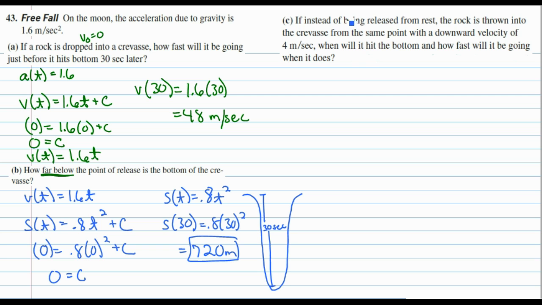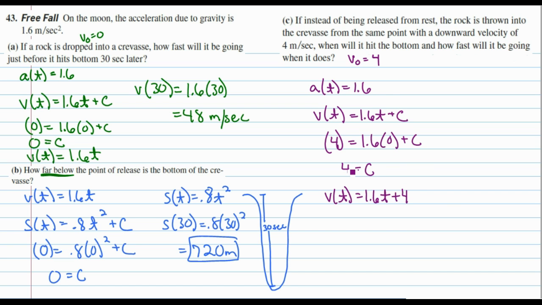Now part C says if instead of being released from rest, the rock is thrown into the crevice from the same point with a downward velocity of 4 meters per second, when will it hit the bottom and how fast will it be going when it does? So now we need to restart all of this process, and the initial velocity this time is going to be 4. So the acceleration is still going to be 1.6. The velocity then is going to be 1.6t plus a constant, but the initial velocity is 4, which makes the constant 4, and the velocity equation is now 1.6t plus that constant 4.